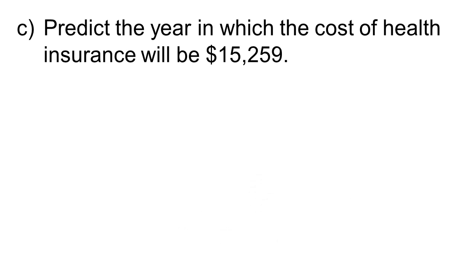Part C. Predict the year in which the cost of health insurance will be $15,259. For this problem, we want to set the cost equation equal to $15,259 and solve for T. So we'll let C be $15,259, and we're going to set that equal to 606T plus 8,593.